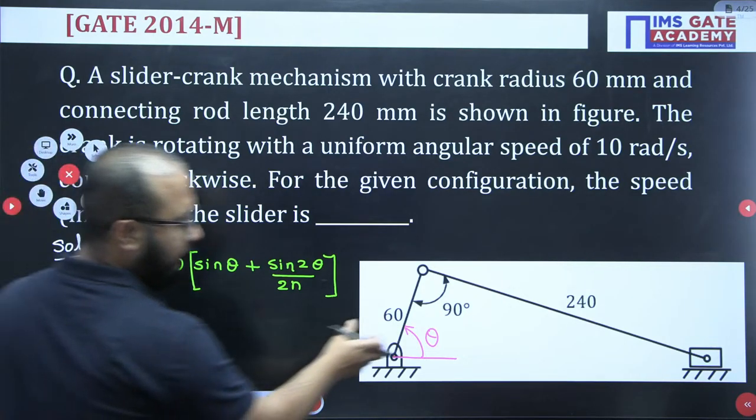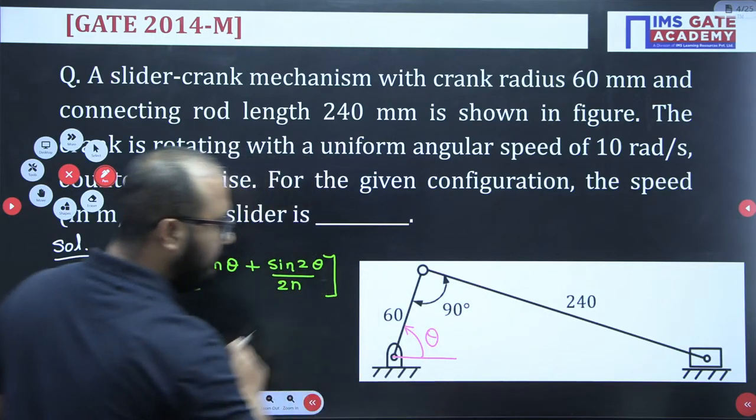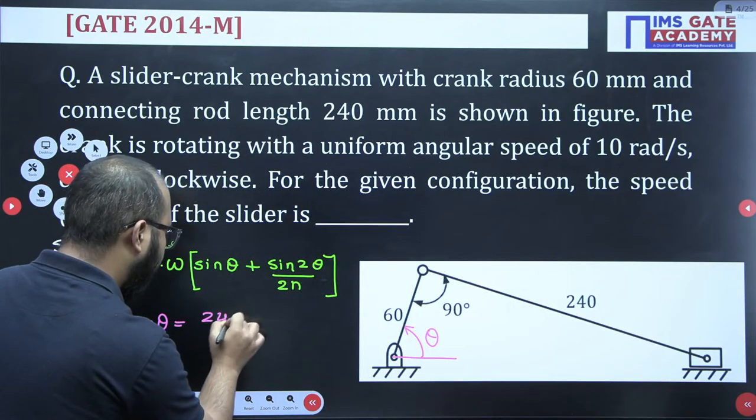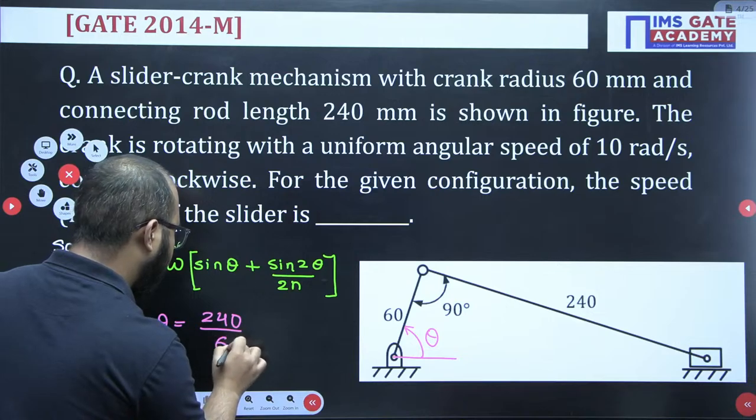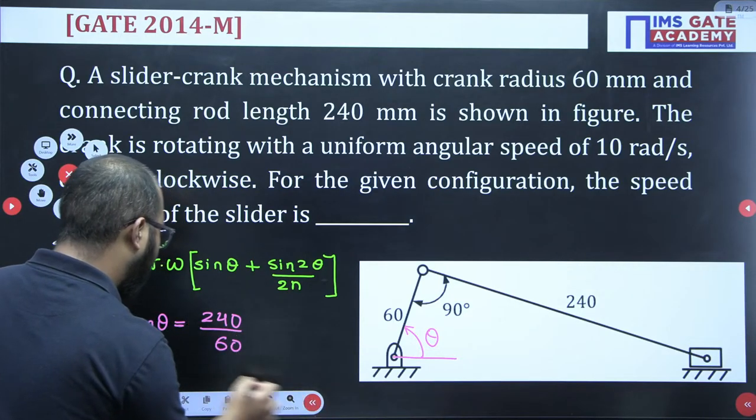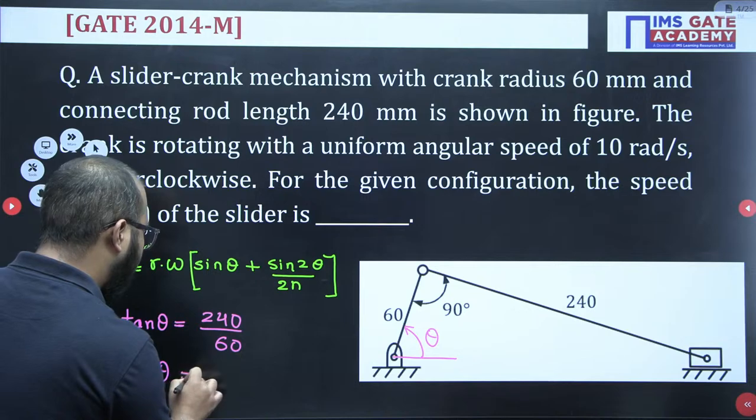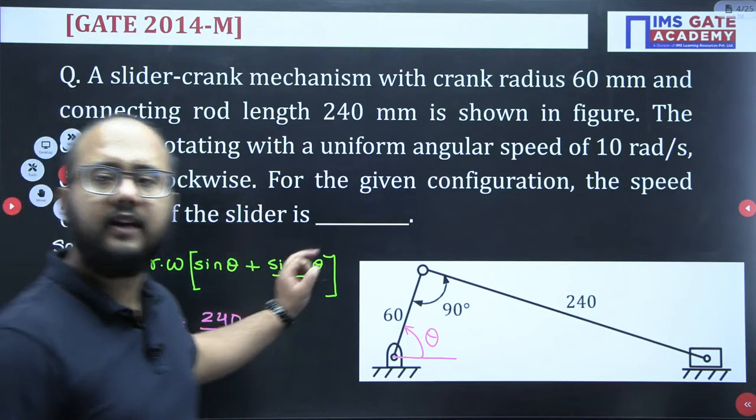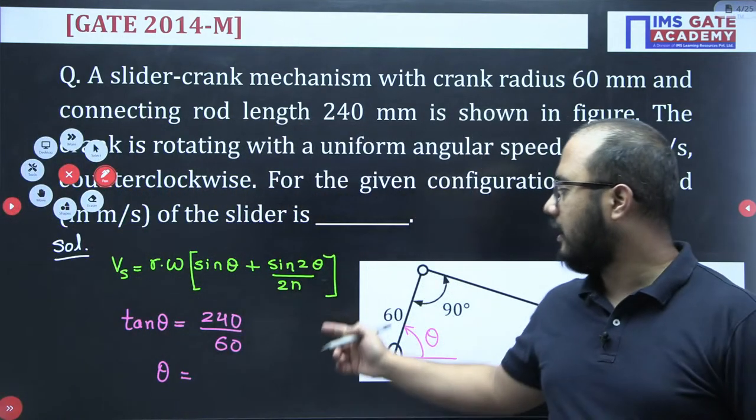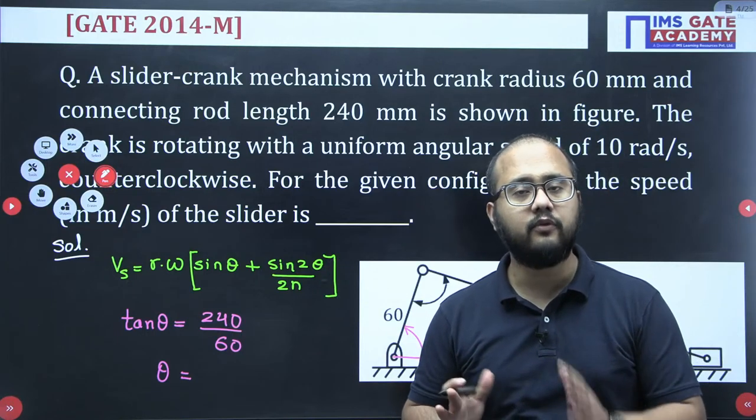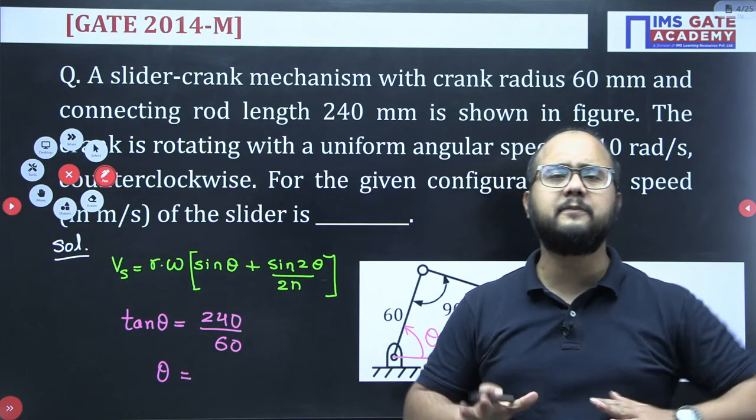Okay, so in front of the angle, this will be the perpendicular, and this one will be the base. So 240 divided by 60. From here, you will get the answer for theta. Whatever value of theta you get, I will put that theta value in this particular relation, and I will get the answer for the velocity of the slider. Right, so very easy problem.